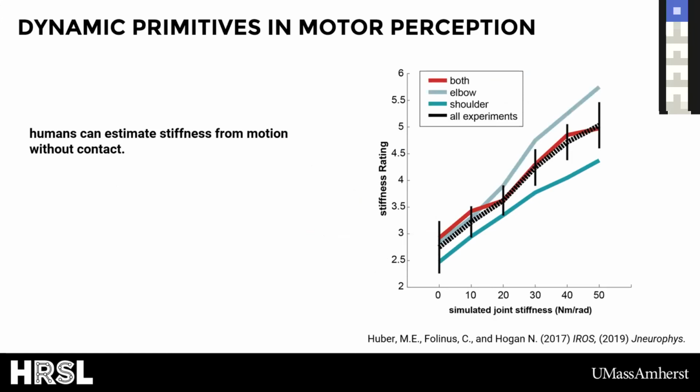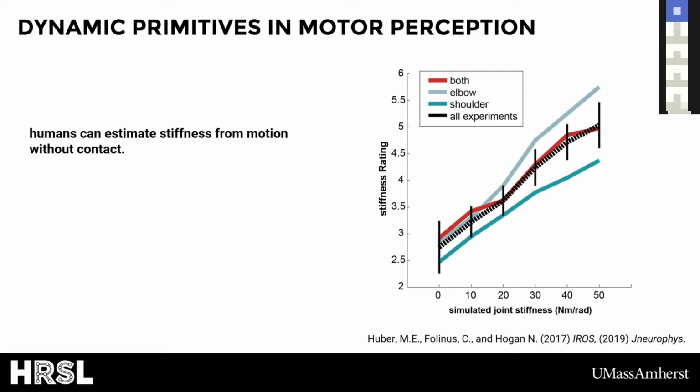And surprisingly, we found that humans actually can estimate stiffness from motion without contact. So what you see in this graph here are stiffness ratings. Subjects were asked to rate the stiffness of the arm on a scale from 1 to 7. And you can see the positive linear relationship with the simulated joint stiffness. And I want to emphasize that this is actually quite remarkable considering the limited amount of information that subjects were given. From motion alone, it's fundamentally impossible.